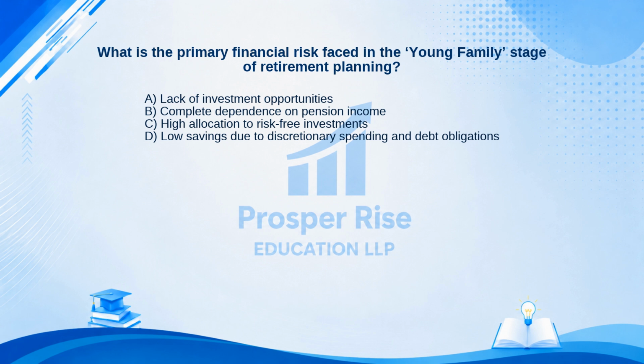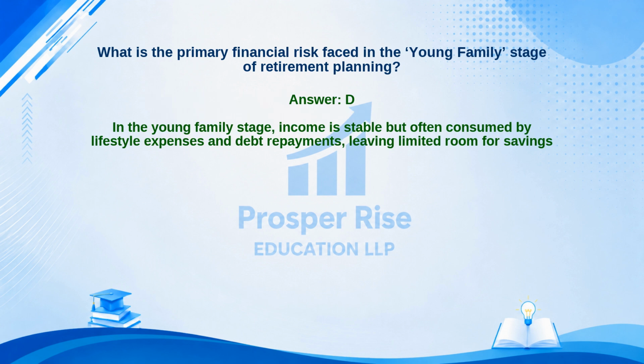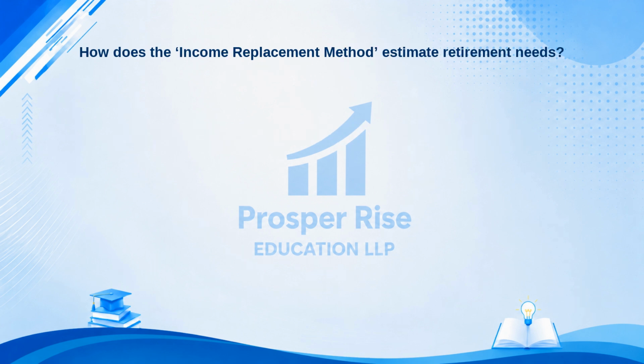Take a moment to pause the video and decide. The correct answer is option D. Let's see why. In the young family stage, income is stable but often consumed by lifestyle expenses and debt repayments, leaving limited room for savings.